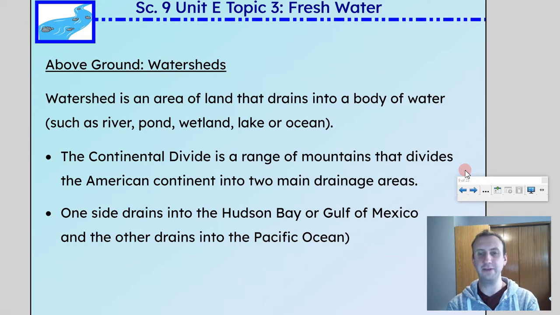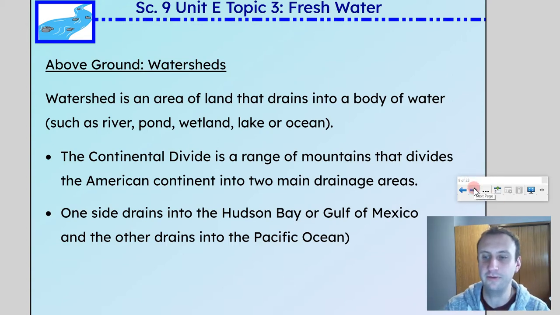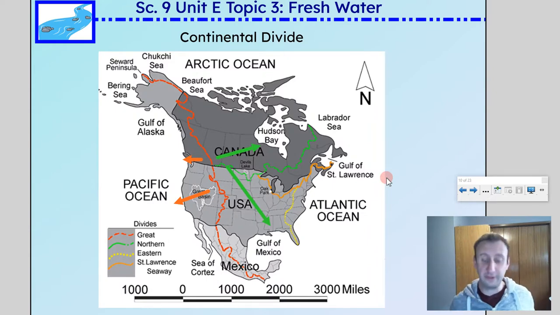So talking about it on a large scale in Canada and the States, North America, period, the Continental Divide is a range of mountains that divides the American continent into two main drainage areas. One side drains into the Hudson Bay or Gulf of Mexico, and the other drains into the Pacific Ocean. So of course we're talking here about the Rocky Mountains. If we take a look, you can actually see that Continental Divide. That's the red dotted line, and then you can see that water from the west of those mountains goes west into the Pacific Ocean, while from the east we go into the Hudson Bay, going into the ocean, or into the Gulf of Mexico, which both, of course, are feeding into the Atlantic Ocean. So just kind of interesting to see how that works out.